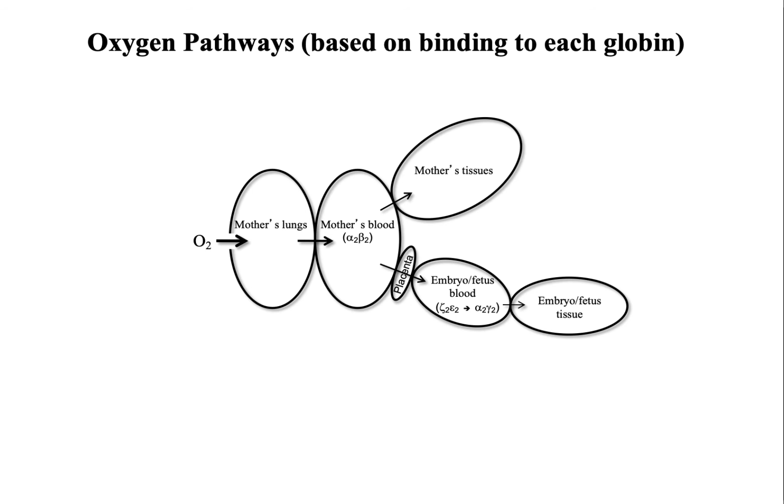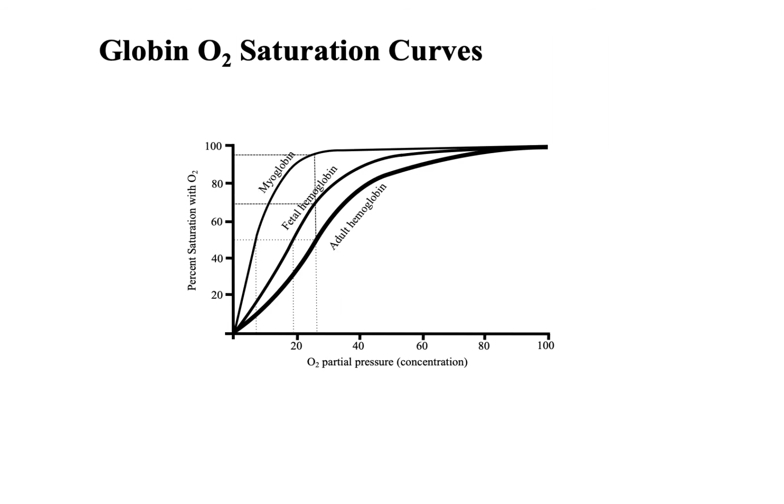So looking at these graphs again, at any given partial pressure of oxygen, the oxygen is picked up by the adult hemoglobin at a certain pressure. It then gives up its oxygen to the fetal hemoglobin, which is better at picking up oxygen at that same partial pressure. And then the oxygen is given up to the myoglobin, which is even more efficient at picking up oxygen from either the adult or the fetal hemoglobin.